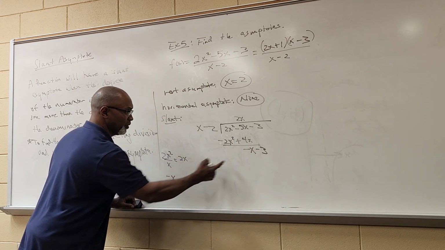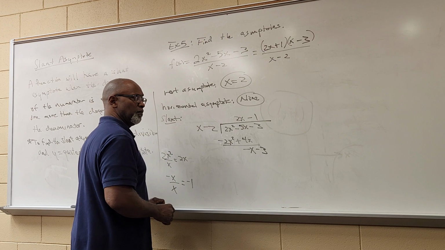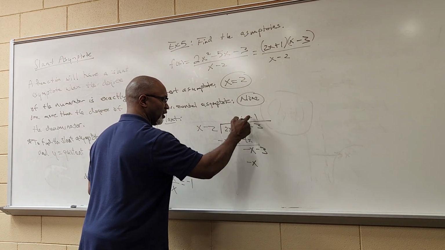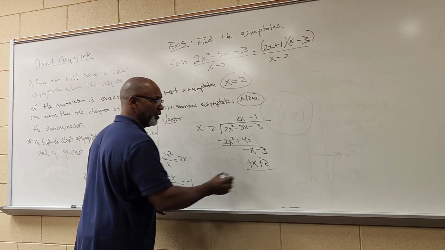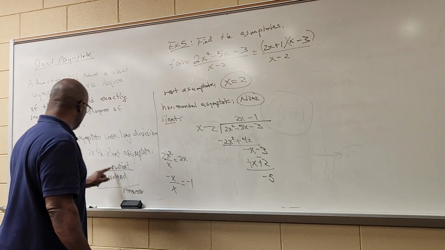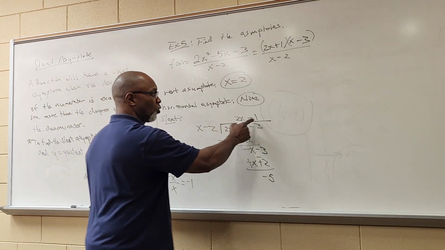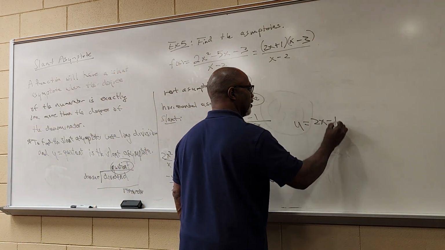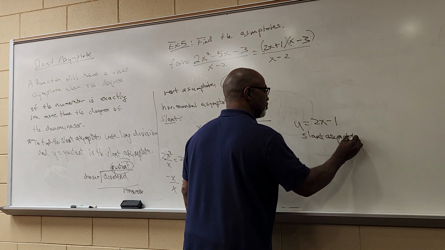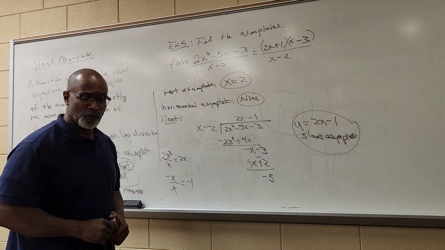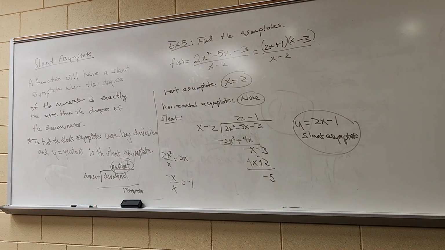Divide again: take leading term, negative x, divided by leading term, x. That's negative 1, so minus 1. Multiply: negative 1 times x is negative x, negative 1 times negative 2 is positive 2. Change the signs and add them. You get a remainder of negative 5. Again, y equals the quotient will be your slant asymptote. So my quotient is this thing up here. So y equals 2x minus 1 is my slant asymptote.